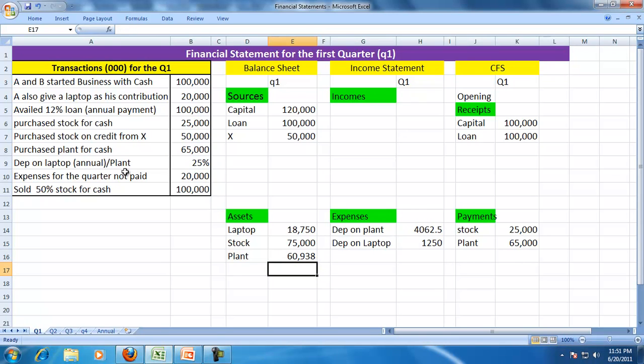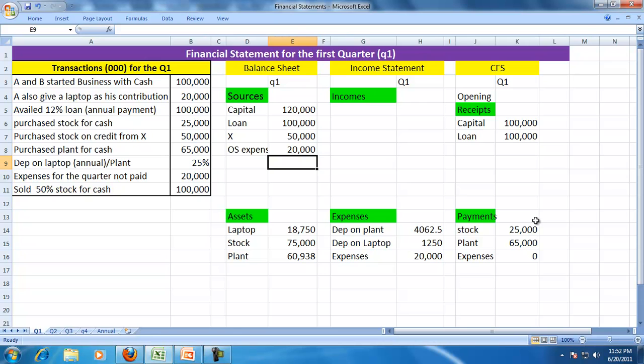Then you have expenses. Okay, there are expenses, but I did not pay that. So therefore expenses for the period, because of accrual concept I have to show that, but I have not paid expenses, so therefore I make it 0. But since I have not paid expenses, I have to show outstanding expenses as a liability. 20,000 minus 0 is a liability.